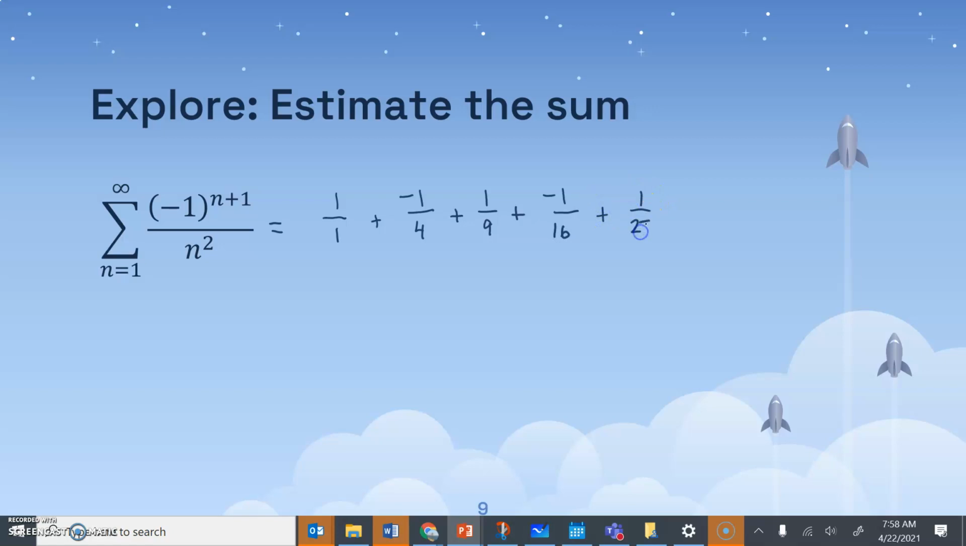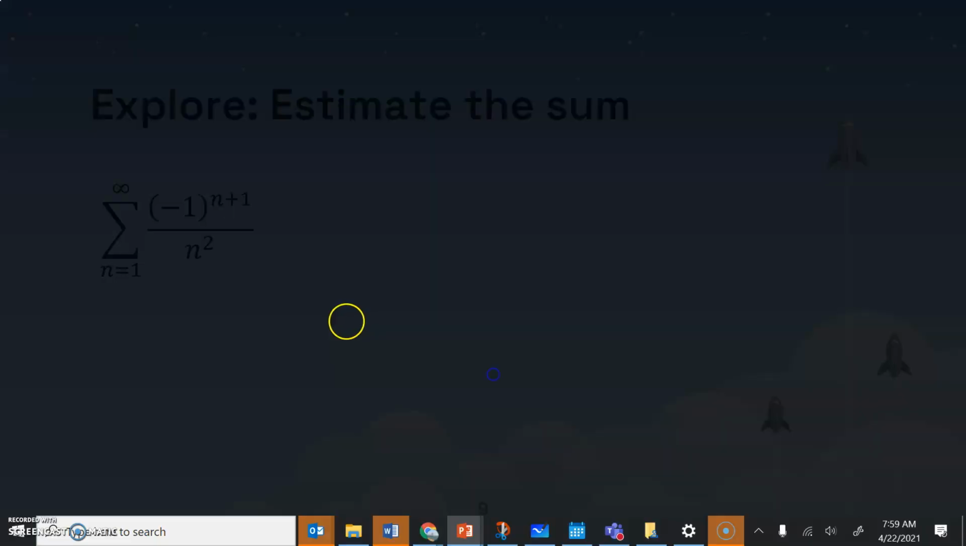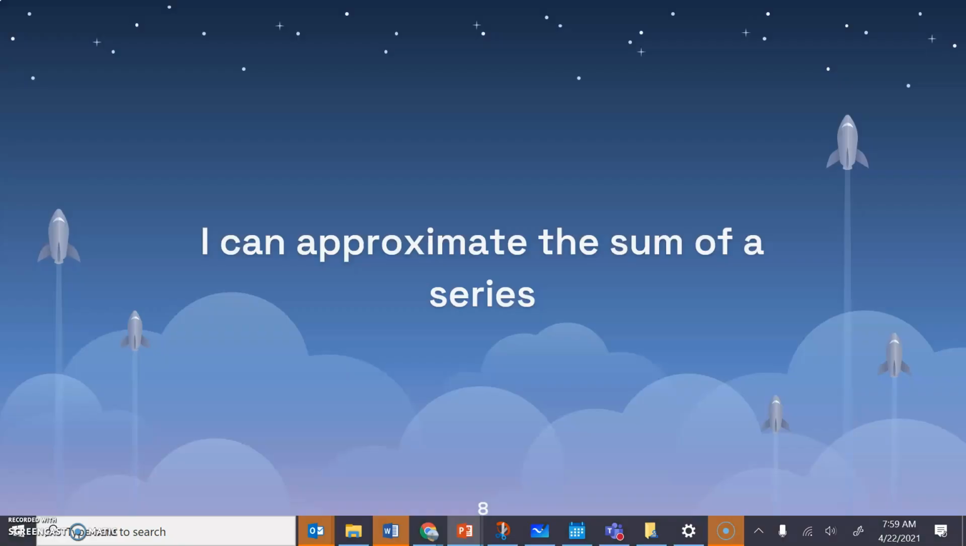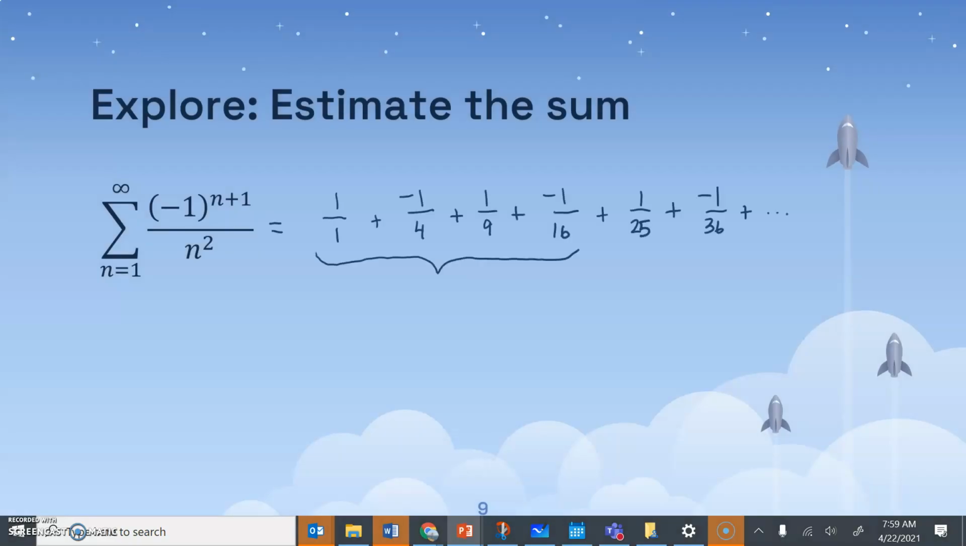So I don't want to add up infinitely many terms because that would be painful. So I'm not going to. Also, it's not possible. I'm just going to stop and estimate the sum by adding up the first 4. That's an estimate. It's not going to be perfect, but it's an estimate. And I can even do it by hand or maybe with a simple calculator. So I'm going to find a common denominator.